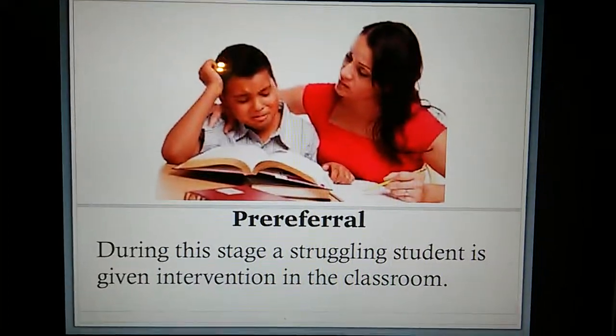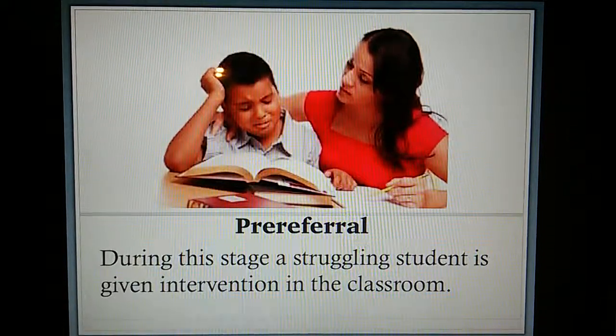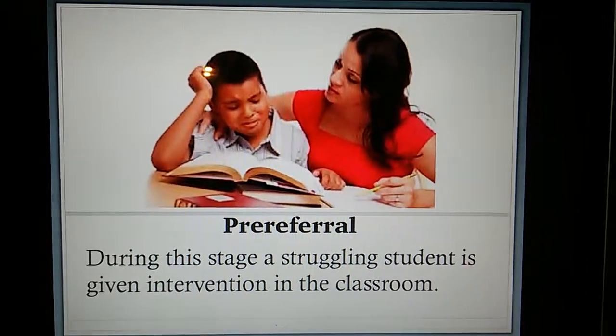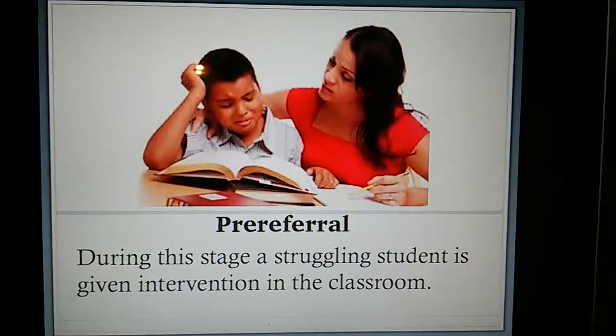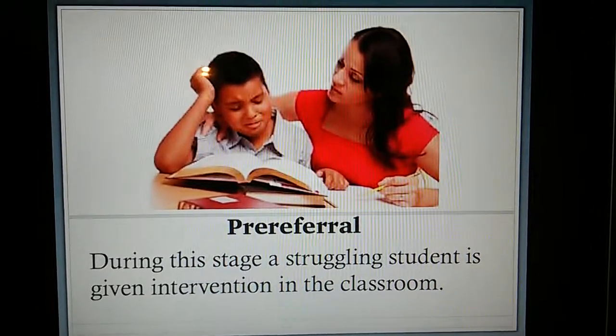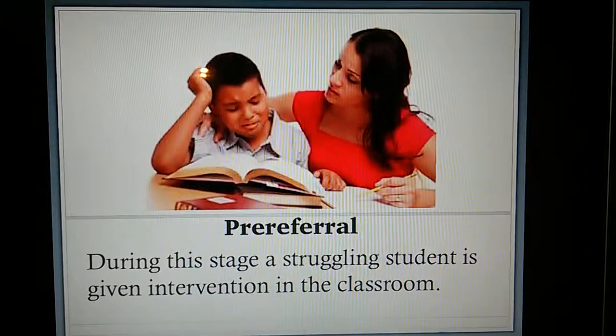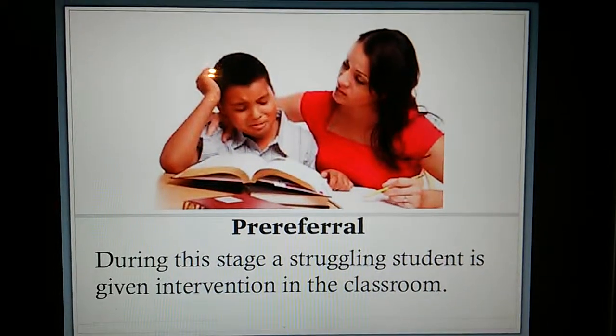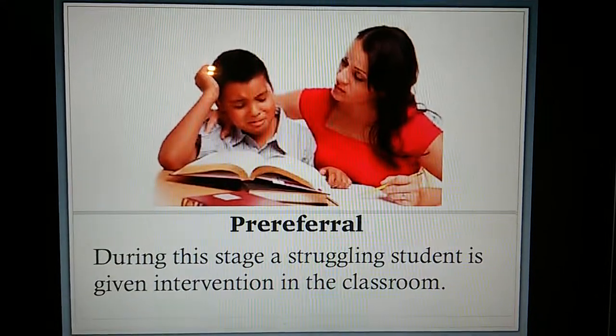The pre-referral. In the pre-referral stage, a parent, a teacher, or other staff member has recognized a student is struggling academically, socially, or behaviorally. The student is given more individualized, research-based intervention in the classroom.